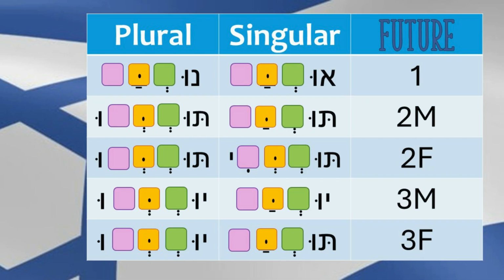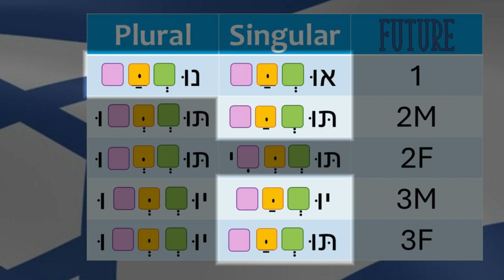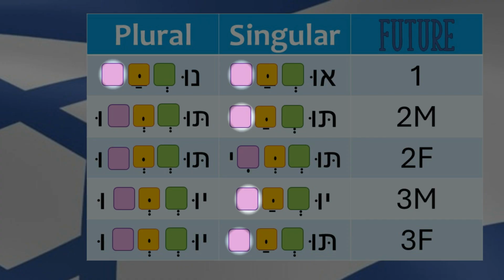Now, if the particular form does not have a suffix, so this is going to be first person, both singular and plural, second person, singular, masculine, and then third person, singular, both masculine and feminine. All of these forms do not have a suffix, so that second shoresh letter is going to get a patach, and then we're just going to have that third shoresh letter, and then we're done.